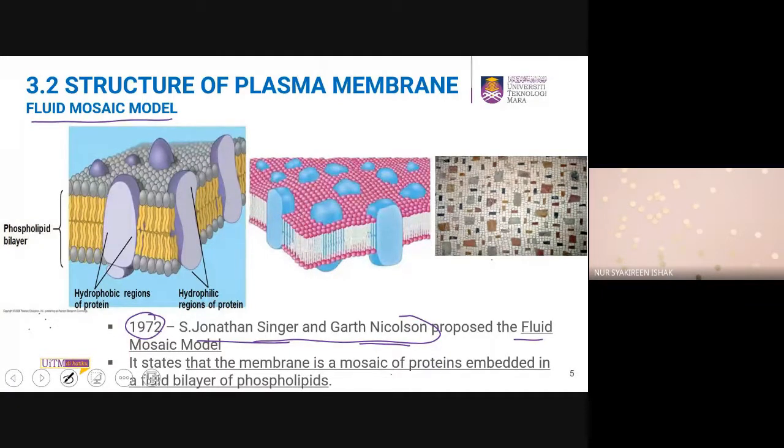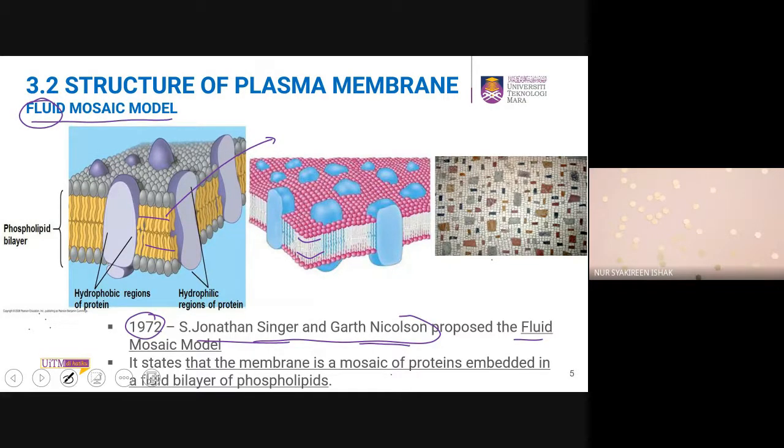So why is the model called the fluid mosaic model? You have to know the definition of why this model is called the fluid mosaic model. Fluid is because the plasma membrane is not static. The plasma membrane can move. The phospholipid molecules in the two layers can move through a movement we call lateral movement. They move horizontally, left and right, like the flow of water.